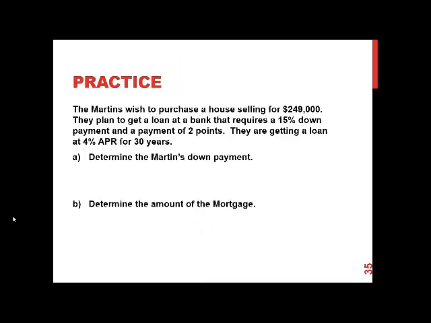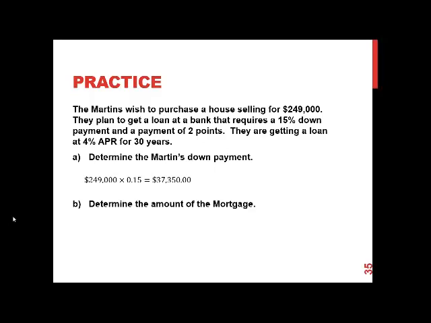The Martins wish to purchase a house selling for $249,000. They plan to get a loan at the bank that requires 15% down and a payment of 2 points. They're going to get a loan at 4% APR for 30 years. So first off, what is their down payment? Down payment will be 15% of the purchase price, 15% of $249,000. $249,000 times 15% is $37,350.